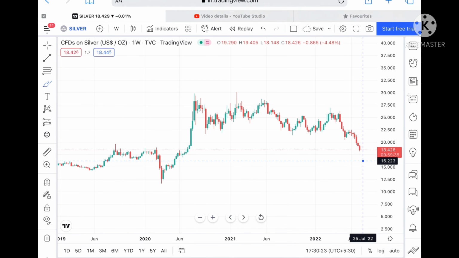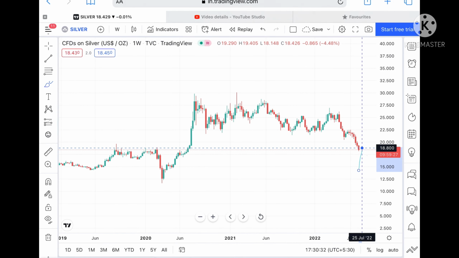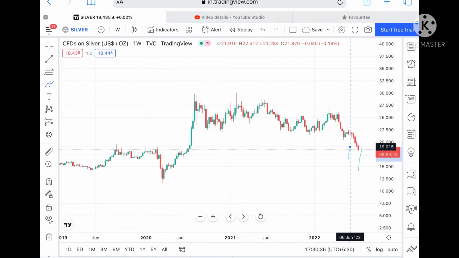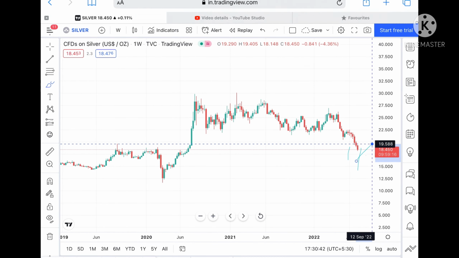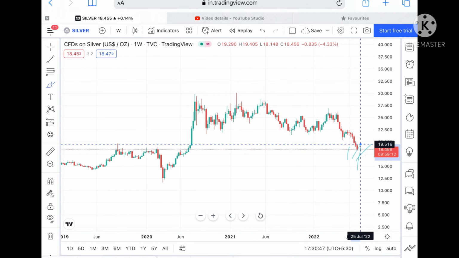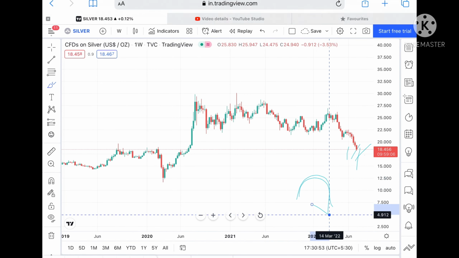Suppose this particular level sustained, we can see it can move further upside towards a level of 18.800. This level has already been a weakened resistance, so the probability is high that it can go further upside towards 19.015. Once this level goes upside, there is a probability of touching 19.588, and this resistance has not been tested, so the probability is high that we can see a bounce back.